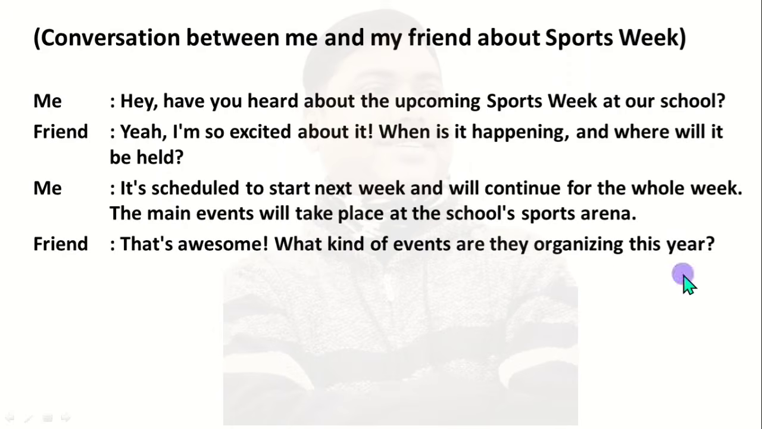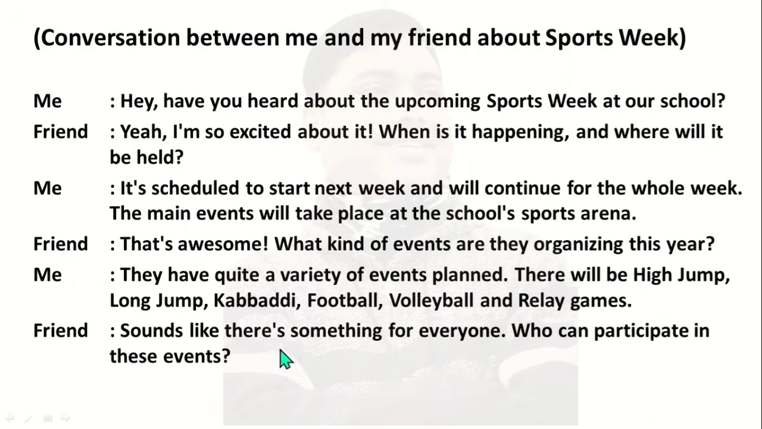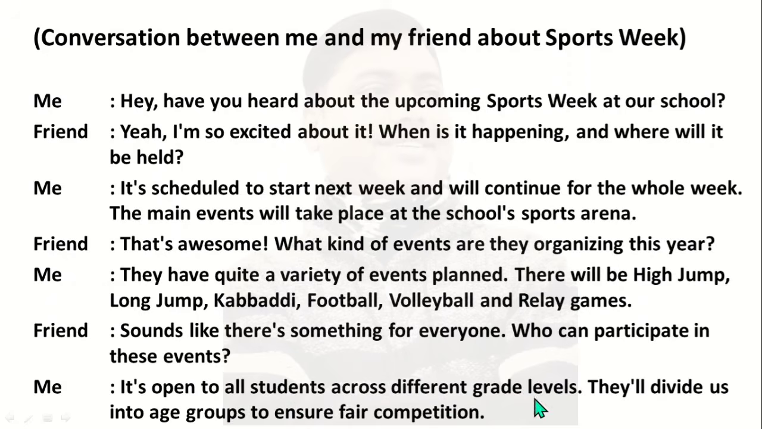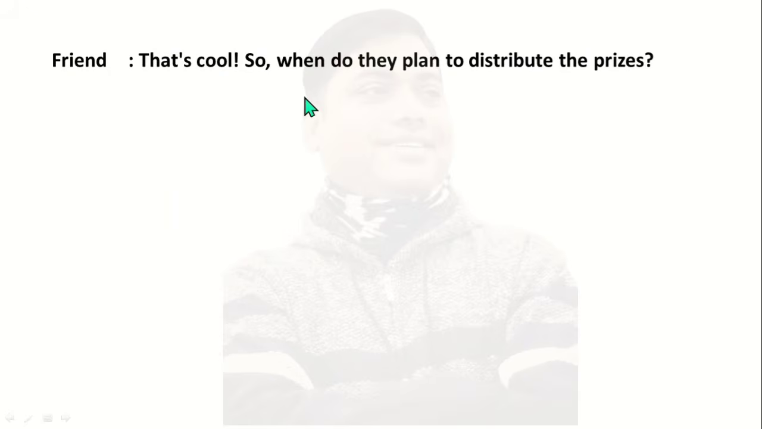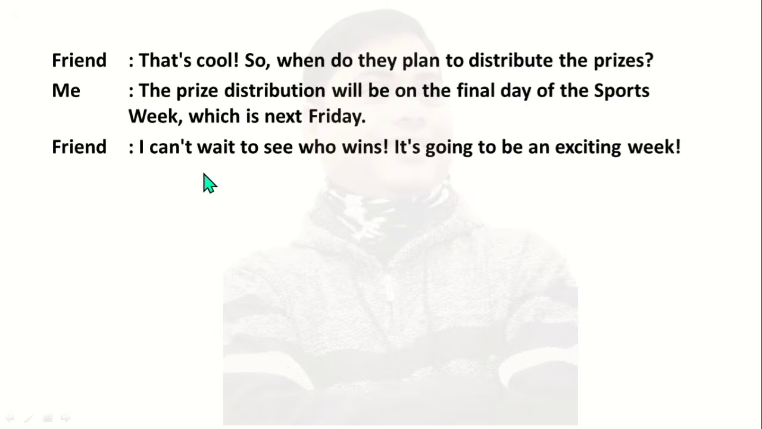Friend: That's awesome. What kind of events are they organizing this year? Me: They have quite a variety of events planned. There will be high jump, long jump, kabaddi, football, volleyball, and relay games. Friend: Sounds like there is something for everyone. Who can participate in these events? Me: It's open to all students across different grade levels. They divide us into age groups to ensure fair competition. Friend: That's cool. When do they plan to distribute the prizes? Me: The prize distribution will be on the final day of the sports week, which is next Friday.